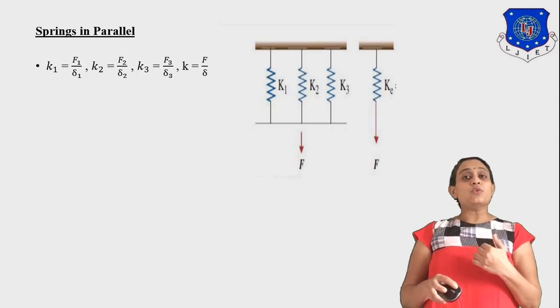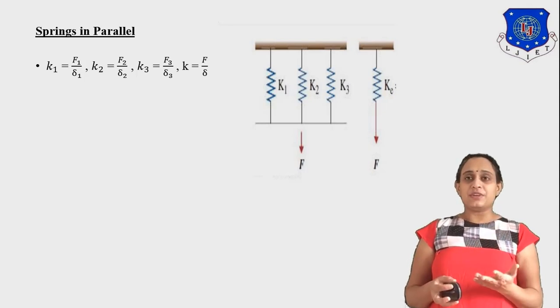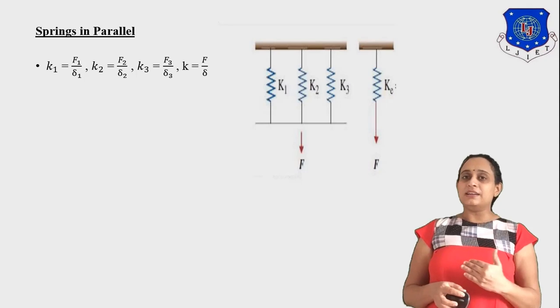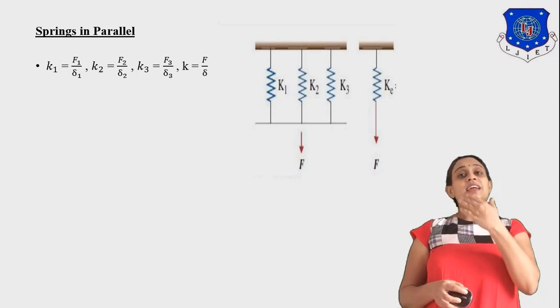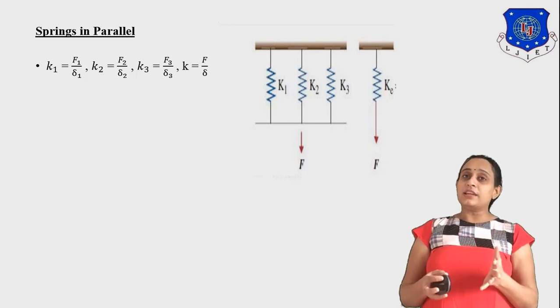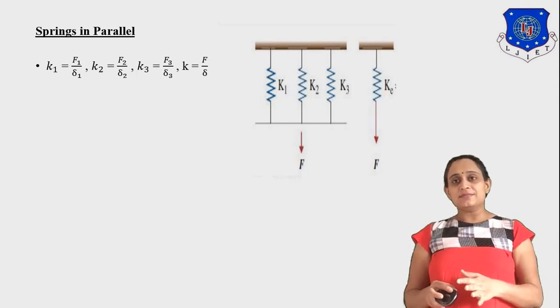Now let us have this. As we all know, what is the equation of stiffness K1? It is F1 by delta 1. For K2, it is F2 by delta 2. For K3, F3 by delta 3. And for K, it is F by delta.